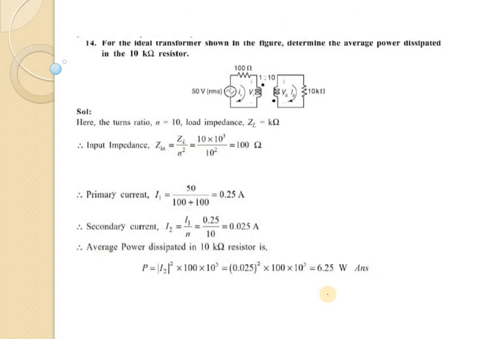Now we are going to the next problem. For the ideal transformer shown in the figure, determine the average power dissipated in the 10 kilo ohm resistor. That means you have to calculate the average power in this resistance. Here the turns ratio is given as 1:10.